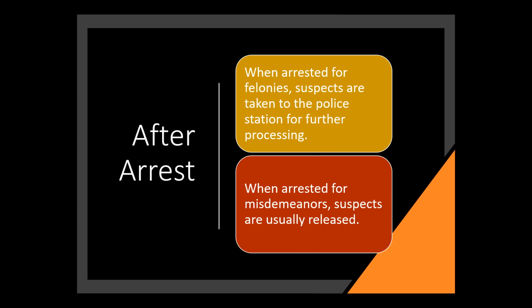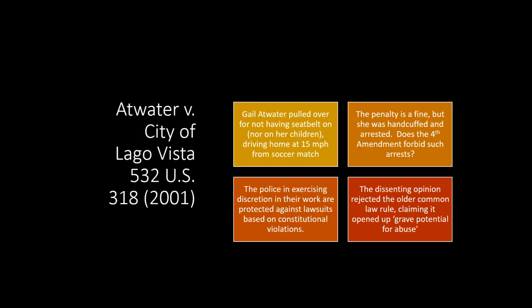And this is Atwater versus the city of Lago Vista. This came down in 2001, and this involves a woman, Gail Atwater. This was written by Souter, and it was joined by Rehnquist, Scalia, Kennedy, and Thomas. So Gail Atwater was pulled over for not having a seatbelt on, nor her kids, and she was driving home at 15 miles an hour from a soccer game. And this is Lago Vista. It's in Texas, actually. It's a suburb of Austin.